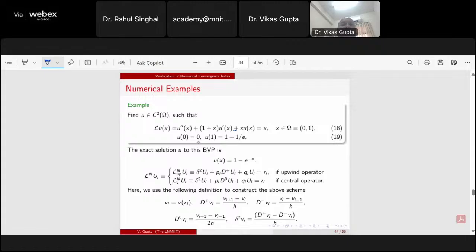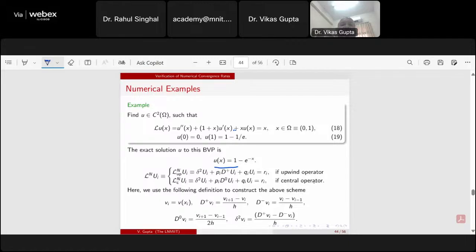So u(0) equal to 0, u(1) equal to 1 minus 1 upon e. So the exact solution for this boundary value problem is u(x) equal to 1 minus e to the power minus x. While applying the upwind operator, your finite difference scheme will take this form: delta square u_i plus p_i D plus u_i plus q_i u_i equal to r_i.